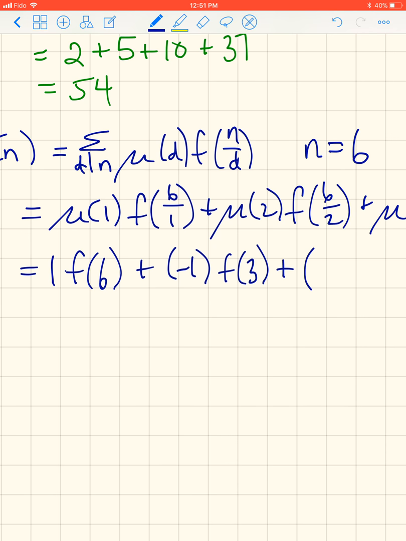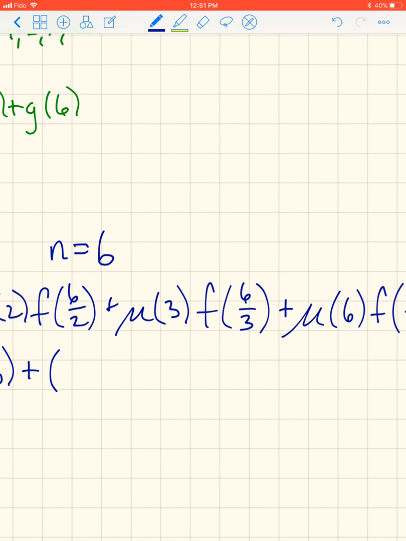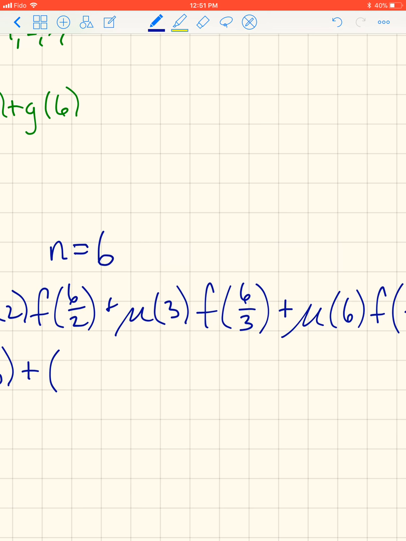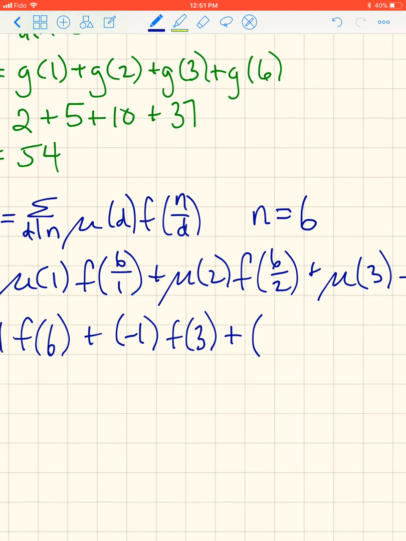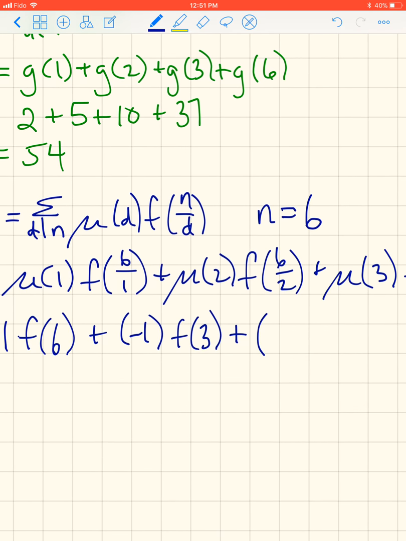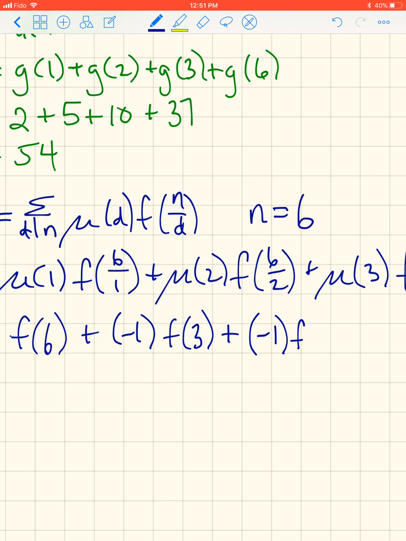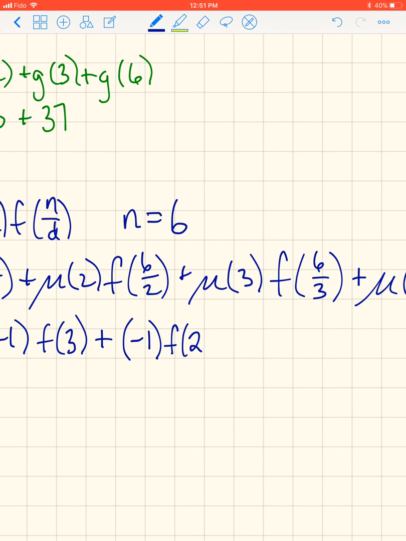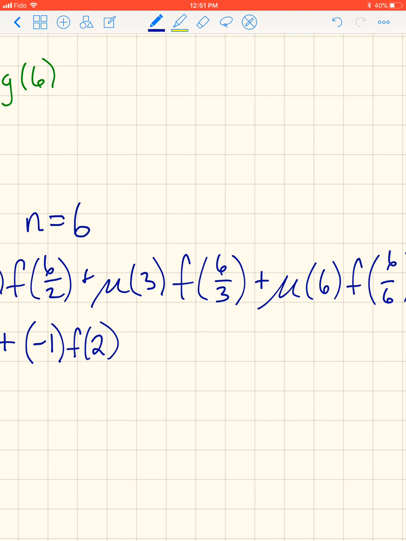And this is a common mistake that students make, is to forget that we're dividing these here. It's not mu of d, f of d, it's mu of d, f of n over d. They kind of match up, but not in the way you expect. Mu of 3 is also minus 1 because it's one distinct prime. And that's going to be f of 2. Mu of 6, 6 has two distinct primes, 2 and 3, so that's negative 1 to the power of 2, which is just a 1 this time, f of 1.